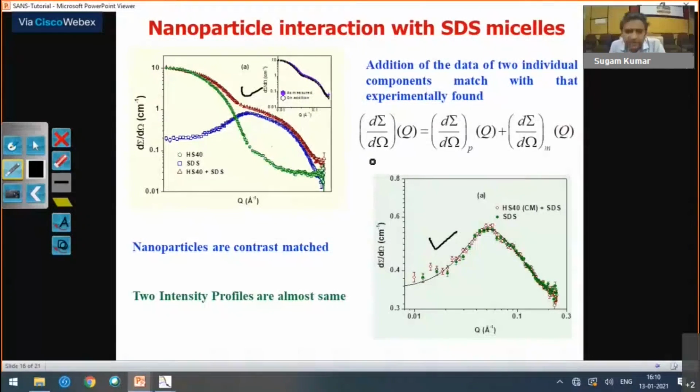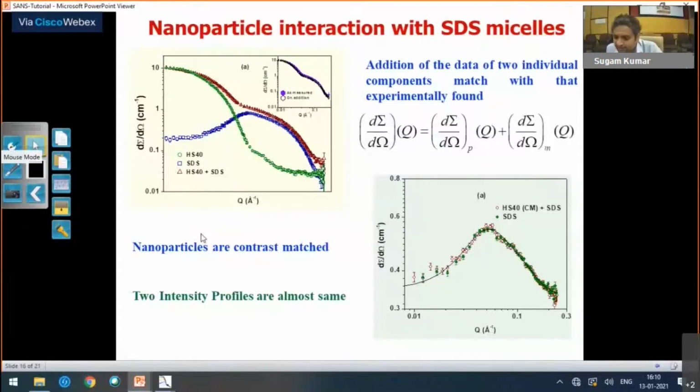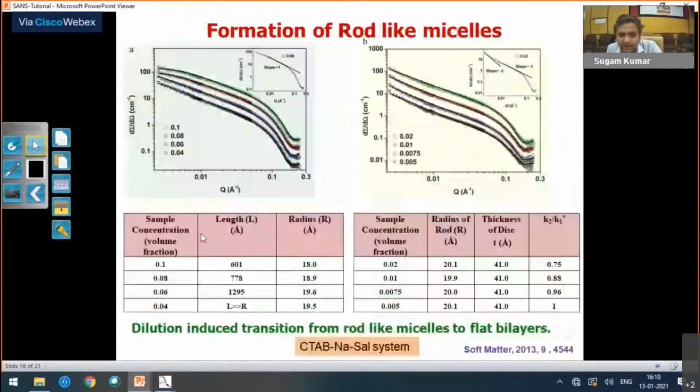So what I have shown is that you can get it from the literature. You just write neutron scattering length density, chart of the scattering lengths of different elements. Choose the suitable isotopes and you will get it.